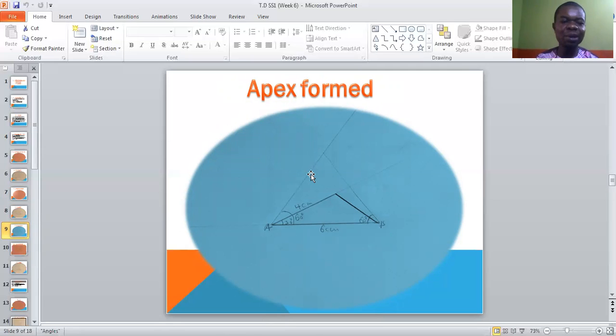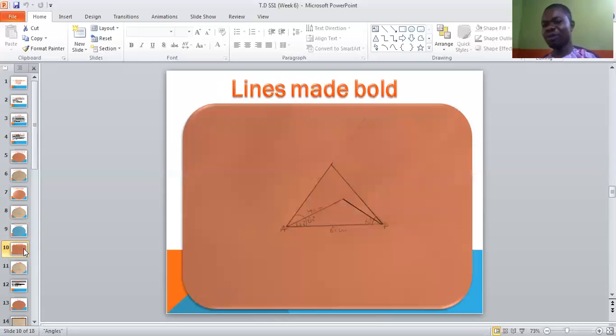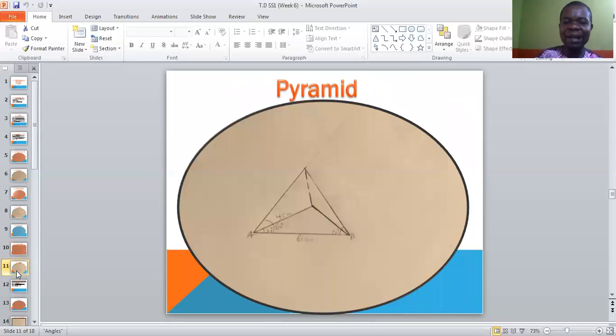Then you join C to it. That is what we mean. This is what you're having. You have the apex produced, lines made bold. You have made A up bold and then B up bold. Then you need to get the apex there. This is the apex produced. You have seen here, this is a pyramid. You have joined here to here. This particular place is the apex.